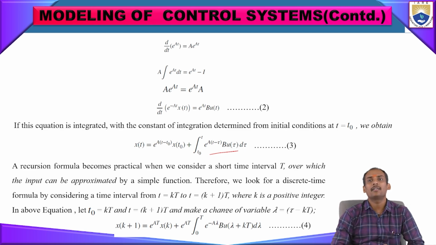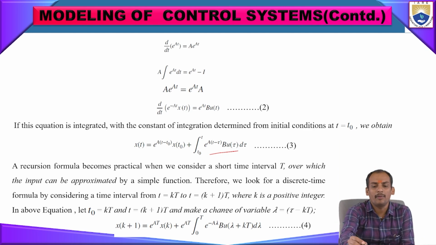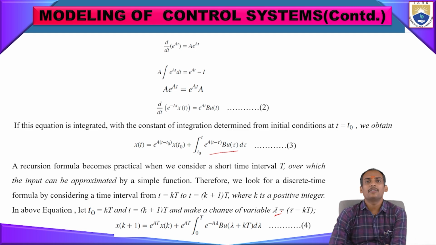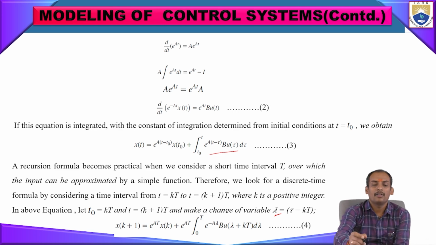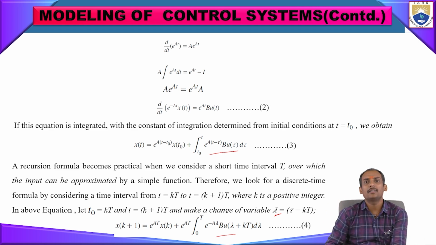We can represent it with lambda. So the above equation will be: x of t, that means at level k plus 1 of T, will be equal to e power AT into x of k, plus e power AT into the integral from 0 to T of e power minus A lambda into B u of (lambda plus kT) d lambda. Here we have put everything into a single equation, represented with lambda.